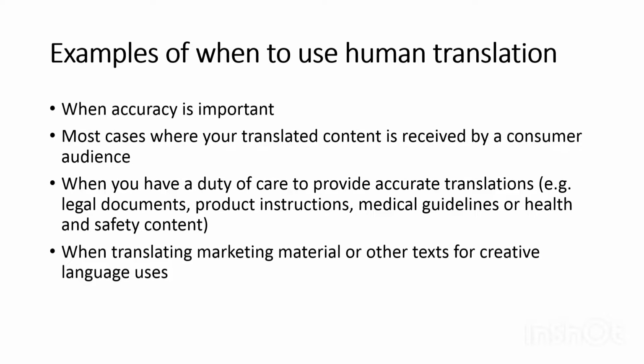Okay. Examples of when to use a human translation. A human translation is needed when you need 100% accuracy. There you cannot take your chances. Most cases are when your translated content is received by a consumer audience. That means the people need it culturally tailored. They need it according to their linguistic level and linguistic expectations, and in a particular format. Maybe you need to publish it. Then you cannot take your chances on accuracy.